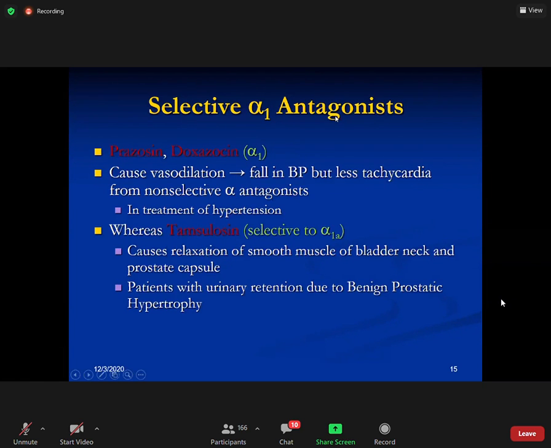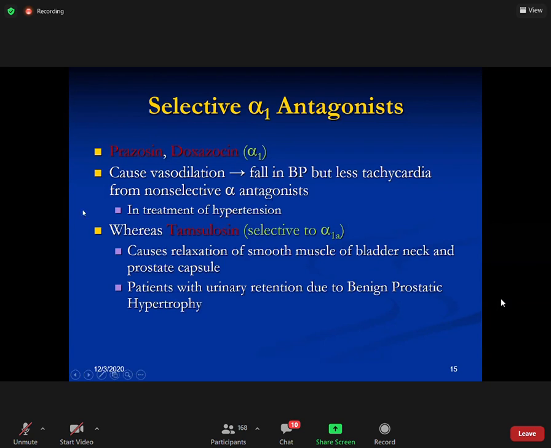Now, selective alpha-1 antagonists. So we have prazosin. Did you notice the red color? What does it mean? It means you have to memorize it, because surely in my mind I will bring a question. Prazosin and doxazosin are what? Alpha-1 blockers. Since you're blocking the vasoconstriction, they will cause what? A fall in blood pressure, but less tachycardia than non-selective alpha antagonists. They are usually used in the treatment of blood pressure. Now, I mentioned tamsulosin, which is alpha-1A. Will we take tamsulosin to decrease blood pressure, or will we give prazosin?